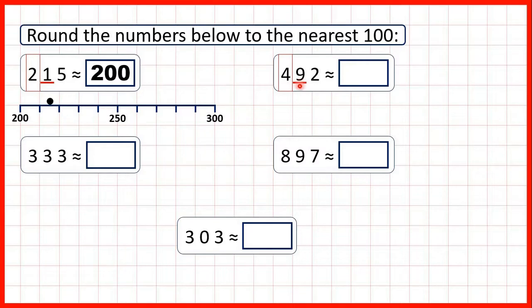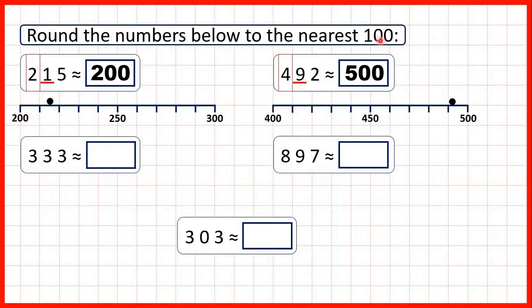If we have 5 or more, we're rounding up, and we have a 9. So when we round up, the digit that we've circled, the digit that we're rounding to, increases by 1, which means this 4 is going to become a 5 to give us 500, because, again, digits to the right of what we've circled turn into zeros.